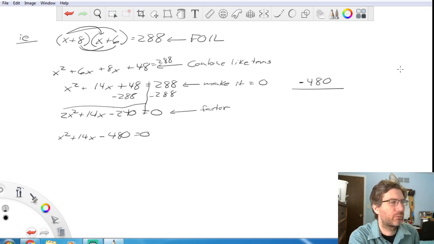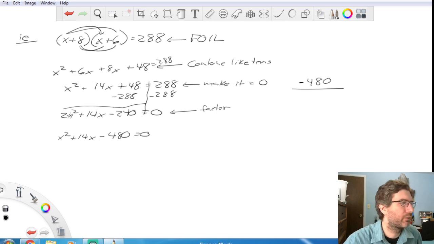Oh wait, this is why I'm screwing up. I'm doing bad today, guys. There's no 2 here. Where did that 2 come from? That makes more sense. Then you don't slide and divide that out. And this is not 480, this is just negative 240. And then I think that's what? 24 and 10.